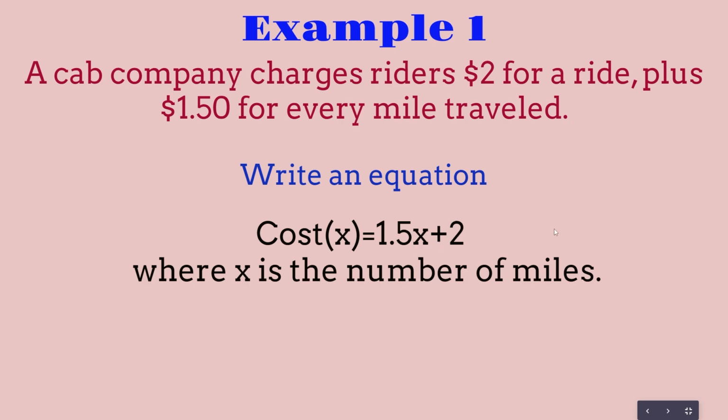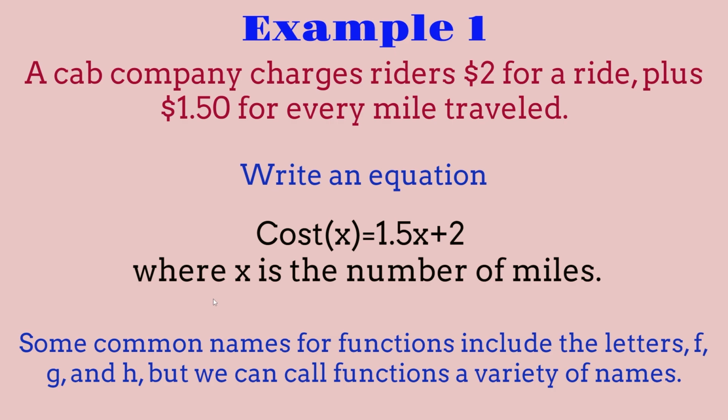In this case, the function name is cost, our input variable is x, and our equation is 1.5x plus 2. The reason we're putting 1.5x plus 2 is because the cab company charges $2 for every ride. So $2 is the fixed number, which is why we have it as our constant. It also says plus $1.50 for every mile traveled. So for every single mile traveled, which is represented by x, we have to charge an additional 1.50. So that's why this is the equation: cost(x) is equal to 1.5x plus 2, where x is the number of miles. Some common names for functions include the letters f, g, and h, but we can call functions by a variety of different names, like in this case, we used cost.